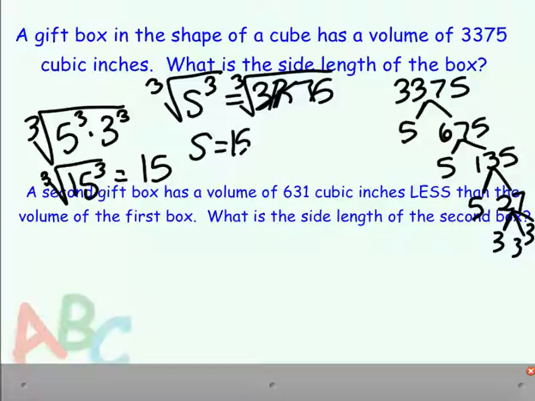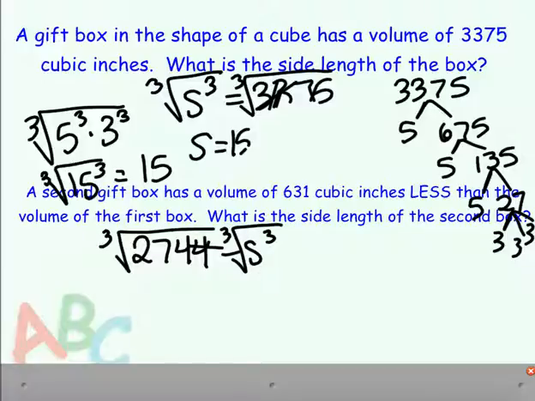Now in our second one, we have a box that has 631 cubic inches less. So when we do that, we end up having 3,375 minus 631, which is 2,744, equaling our s cubed. So when we take the cube root, we are going to say s is equal to, and you can go through the prime factorization, ends up with 2 cubed times 7 cubed, which means that we have 14 as our side length. Well, I hope this is helpful for your homework and for studying.